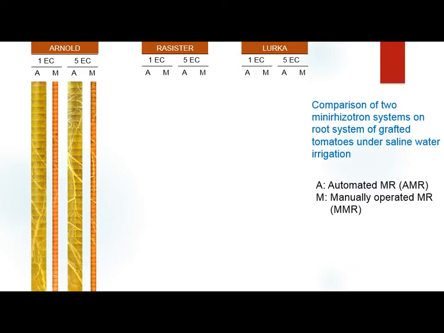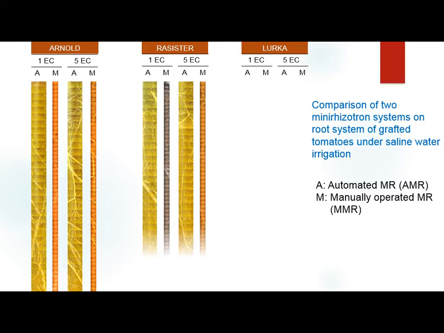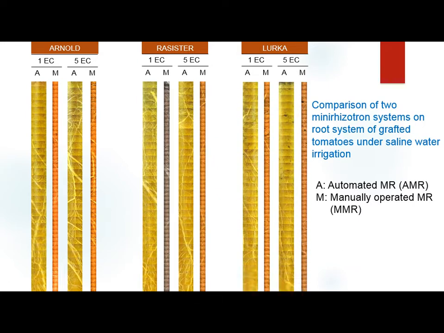These are captured images from the total root profile from 0 to 70 centimeters of all the genotypes. In the further slides, I will talk about the performance of the AMR systems with the salinity.